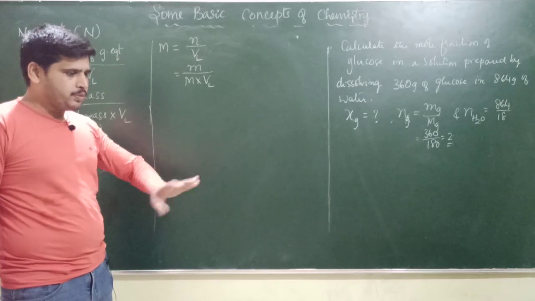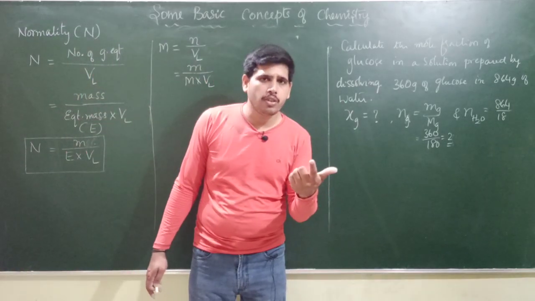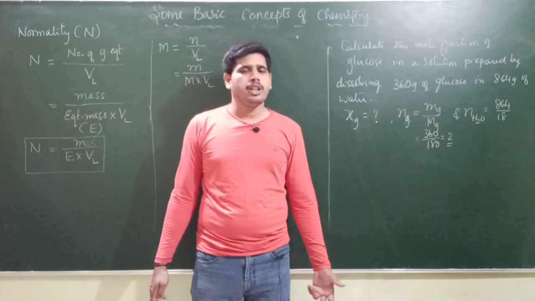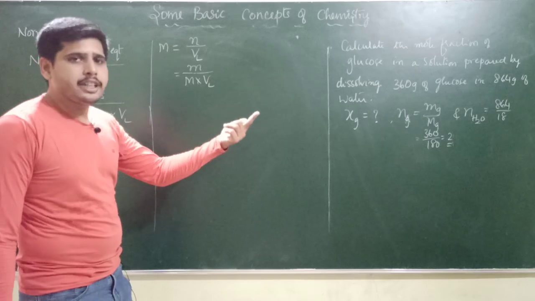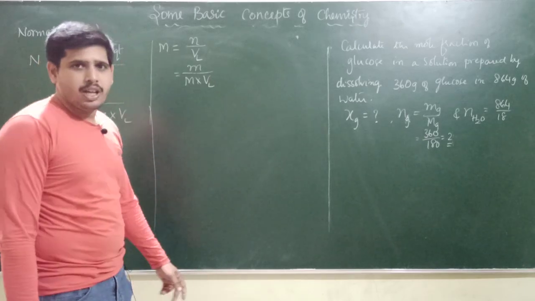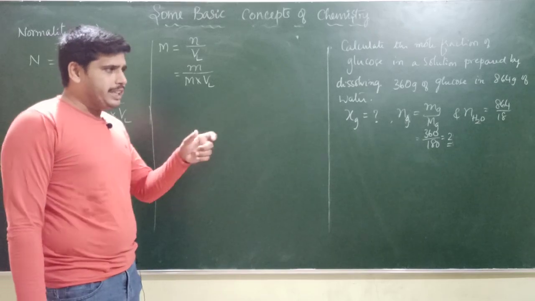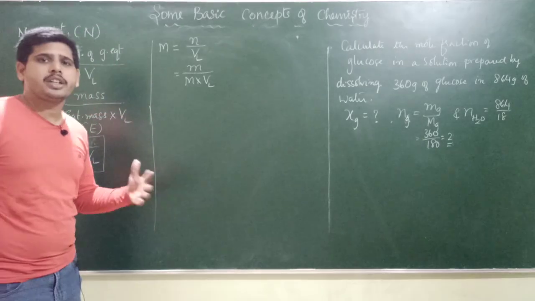So in terms of volume, it is 11.2 liters of hydrogen, 5.6 liters of oxygen, or 11.2 liters of chlorine. In terms of mass, 1 gram of hydrogen, 8 gram of oxygen, or 35.5 gram of chlorine. So these are the typical values to be remembered in order to calculate equivalent mass.